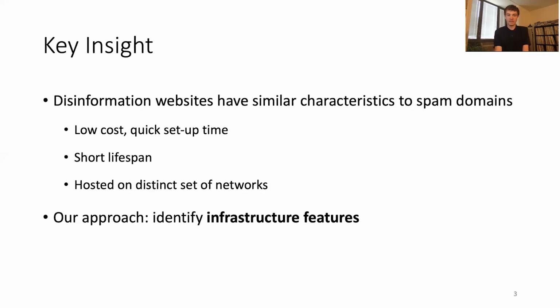So our key insight in being able to stop disinformation early and at scale is that disinformation websites have similar characteristics to spam and phishing websites. In work on spam and phishing, researchers have been able to successfully engineer network-level features to identify such websites. Our key insight is that disinformation websites also share such network-level characteristics, such as a low cost and quick setup time, a short lifespan, and being hosted on a distinct set of networks. Thus, we distinguish ourselves from prior work on automatically identifying disinformation websites by focusing on what we call infrastructure features, which relate to how a website is constructed rather than its content or how it's shared on social media.